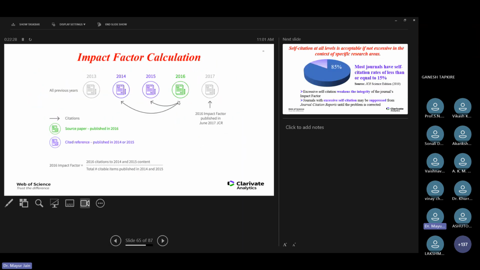Okay, this is about the impact factor calculation. As I said, let's say in 2013 the journal has been started, then 14, 15, 16 and 17. So in 2017 we will get the impact factor for 2016. The 2016 impact factor is equal to the 2016 citations to 2014 and 15 content. So whatever was published in 2014 and 15, whatever citations we got, will be considered as the 2016 citations, divided by the total citable items published in 2014 and 15. That is, the total citable items in that particular journal in 2014-15. So this is how you can find out the impact factor.